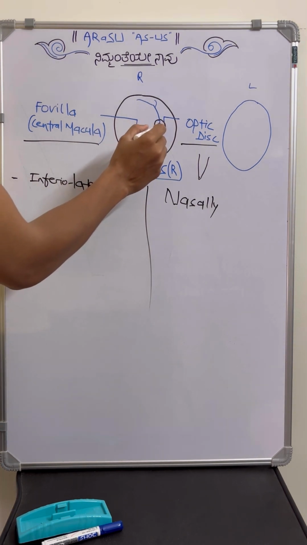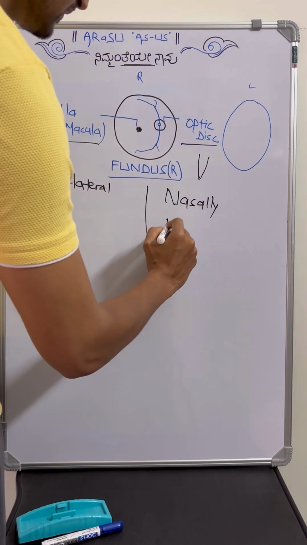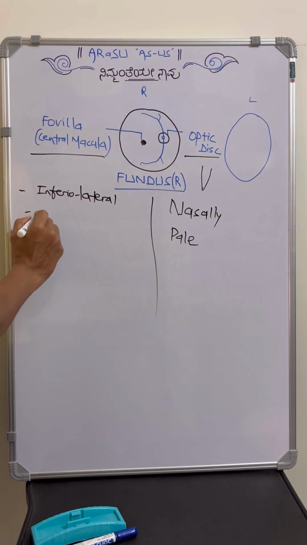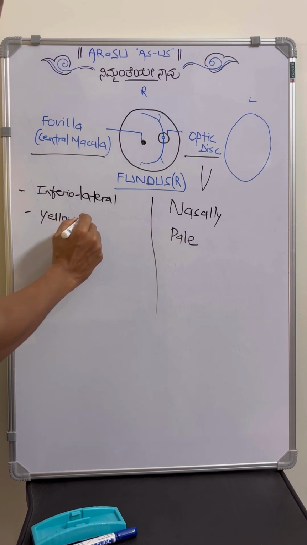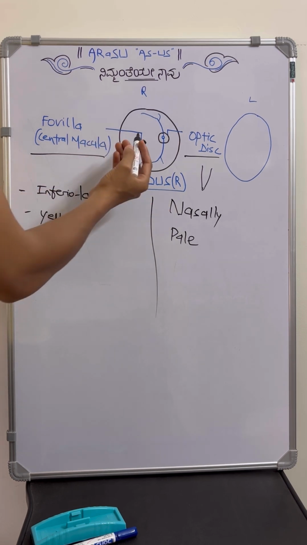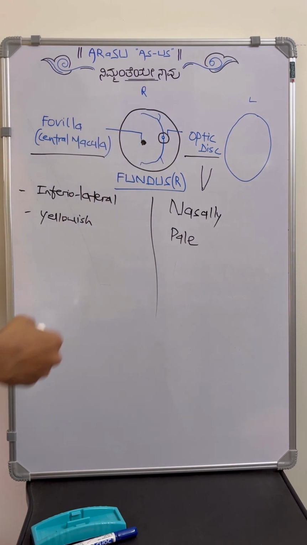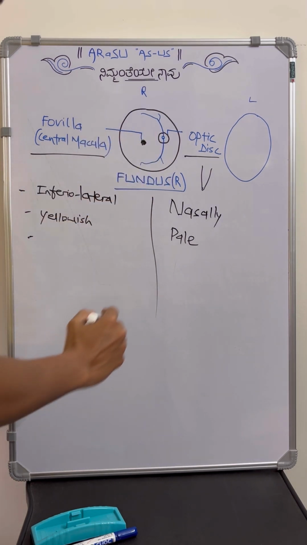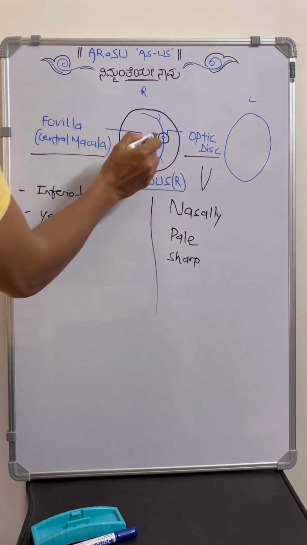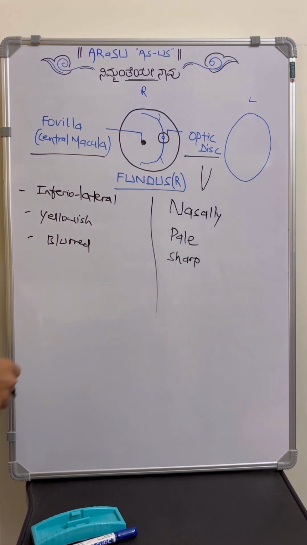Then this optic disc will look pale. When we look at the fundus, it will be pale, whereas the fovea will appear yellowish. Fovea is the structure in the retina where retinal layers are very much thin. That's why whatever underlying pigments are there will give a yellowish color to the fovea. And the optic disc margins will be very sharp normally, whereas the fovea will have blurred margins. This is the third difference.